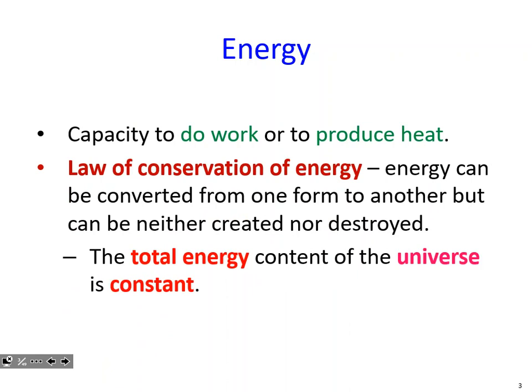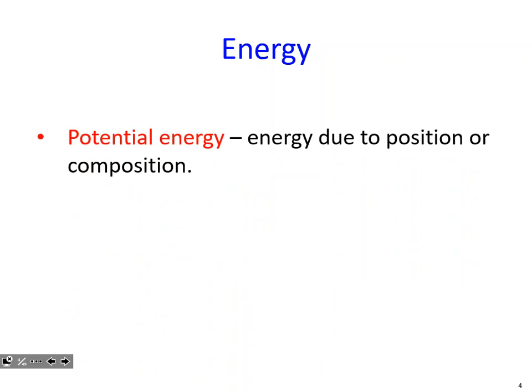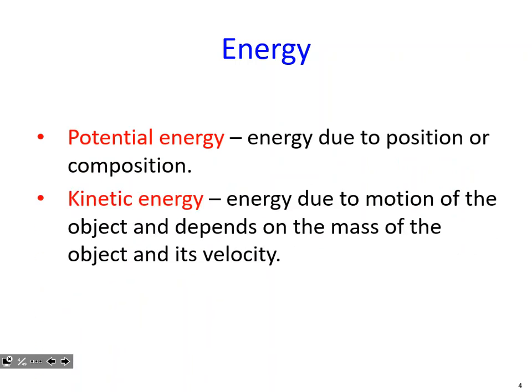Capacity to do work or produce heat, that falls under the energy category. Now, back to kinetic. Kinetic energy is the bottom definition: energy due to motion of the object, and it depends on the mass and its velocity. So this is a new equation. This one's found on your formula sheet. We'll be using it more with the gas laws.